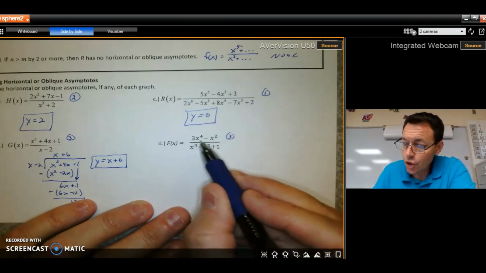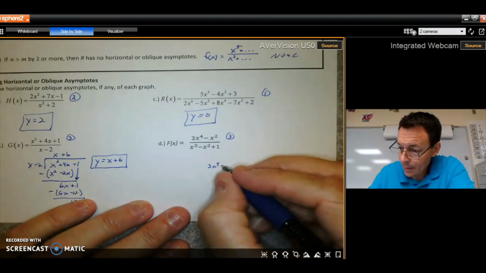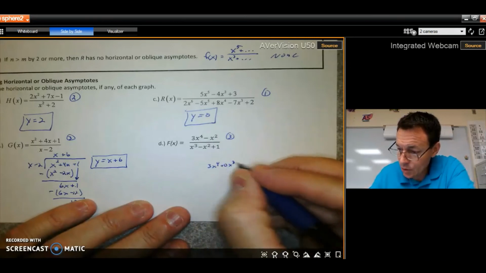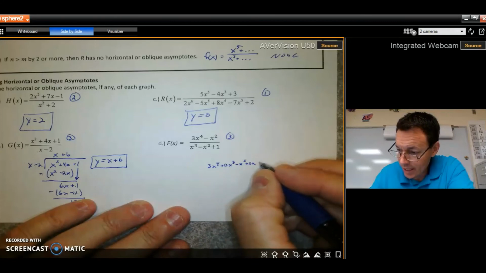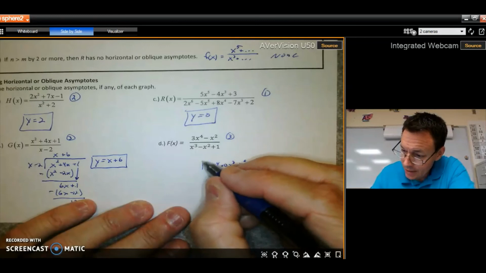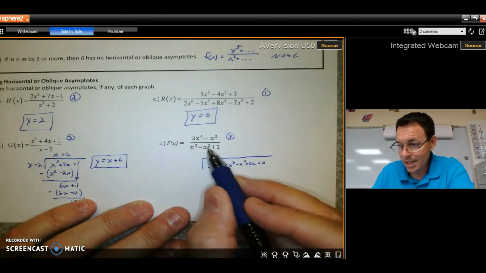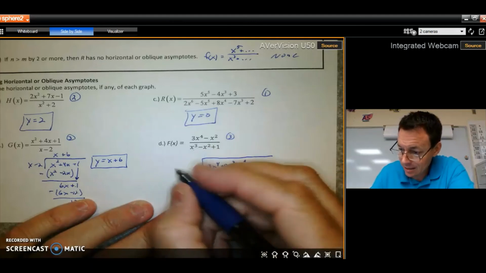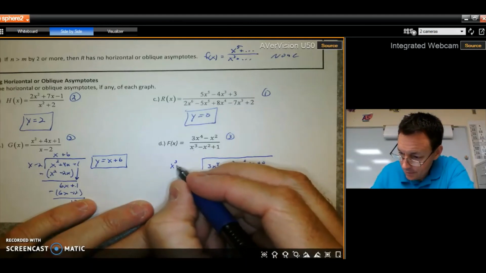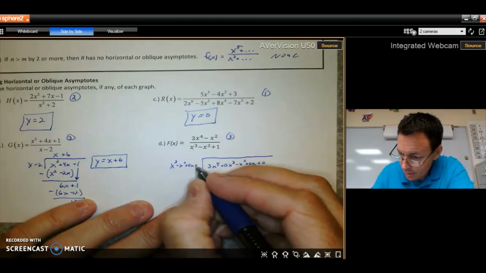Now, you also have to account for anything that's missing. So 3x to the fourth plus 0x cubed minus x squared plus 0x plus 0. Go ahead and account for everything that's missing. And we're going to divide that by x cubed minus x squared. We're also missing an x. So x cubed minus x squared plus 0x plus 1.